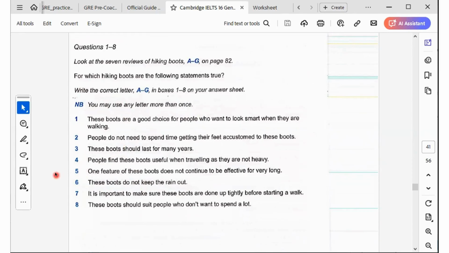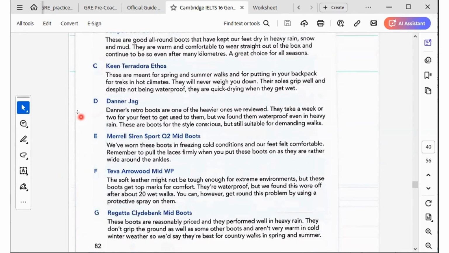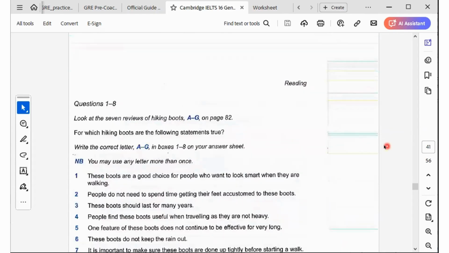Okay, let's move on. Paragraph D now. Dana's retro boots are one of the heavier ones we reviewed. They take a week or 2 for your feet to get used to them, but we find them waterproof even in heavy rain. These are boots for the style conscious. Style conscious. What's style conscious? People who want to look smart.